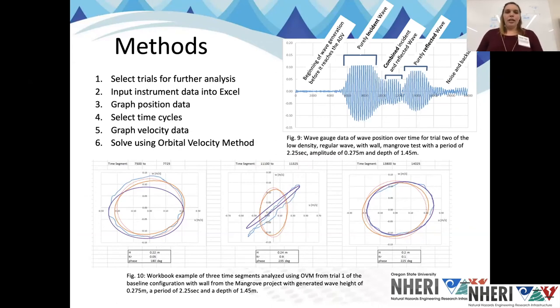As I mentioned before, this method, the orbital velocity method, is based off of something called linear wave theory. Linear wave theory is a set of governing equations for regular linear waves. So any waves that were tested in the basin that were not linear waves, so anything that was irregular or error function, so tsunami waves, we couldn't use the orbital velocity method on. So these trials were immediately thrown out.